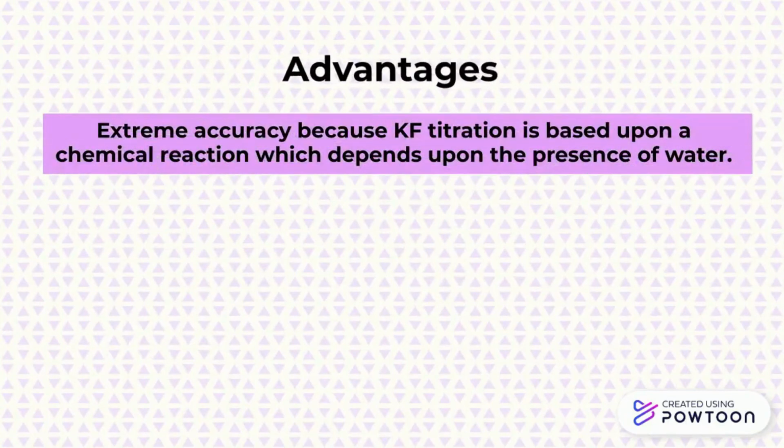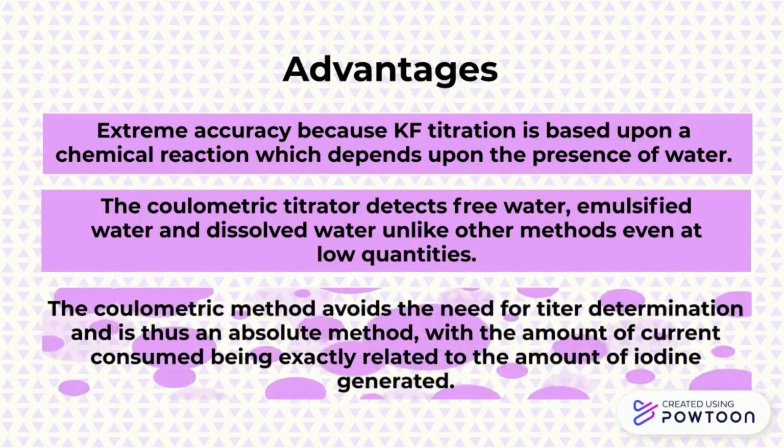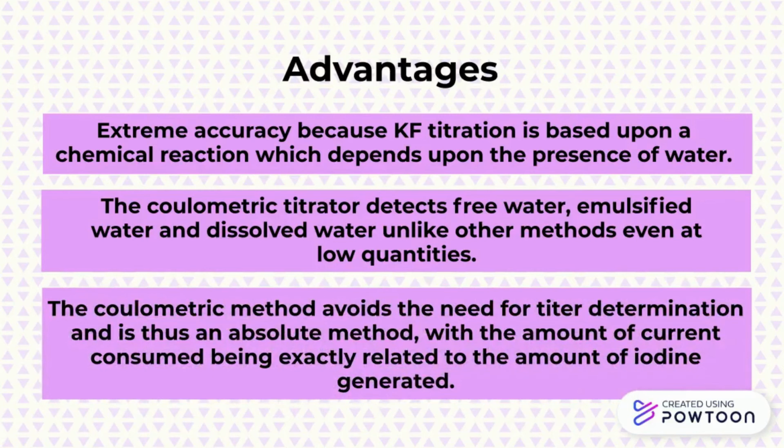For the advantages, Karl Fischer titration has extreme accuracy because it is based upon a chemical reaction which depends upon the presence of water. On the other hand, the coulometric titrator has the advantage of detecting free water, emulsified water, and dissolved water, unlike other methods, even at low quantities. It also avoids the need for titrant standardization and is thus an absolute method, with the amount of current consumed being exactly related to the amount of iodine generated.